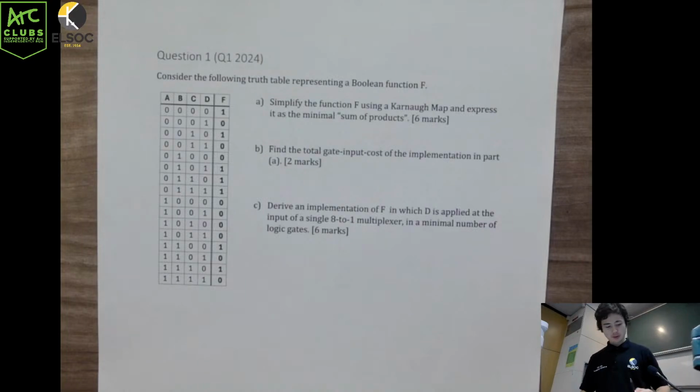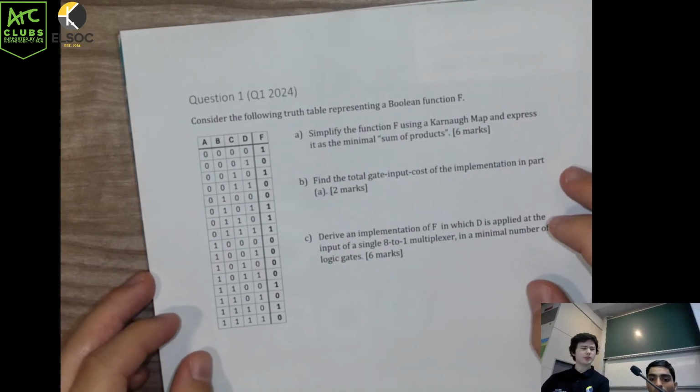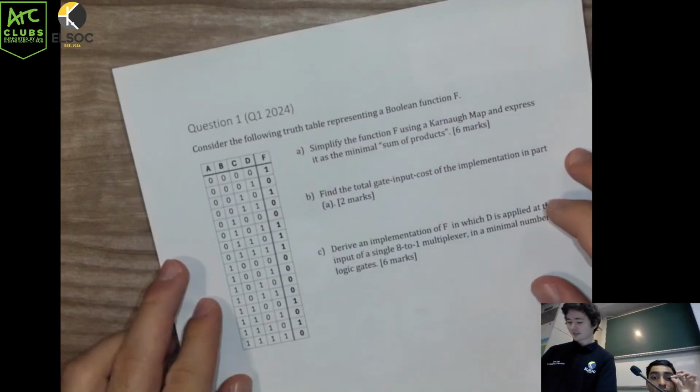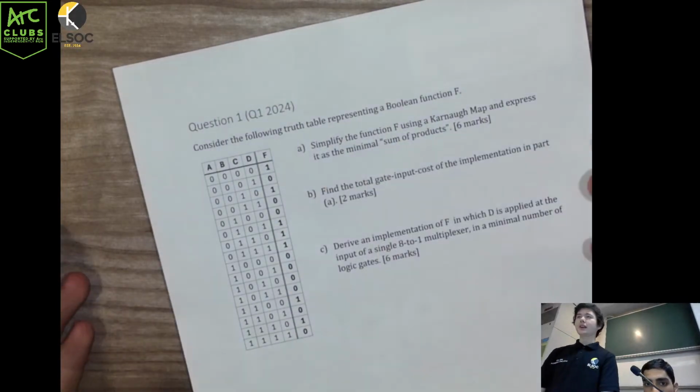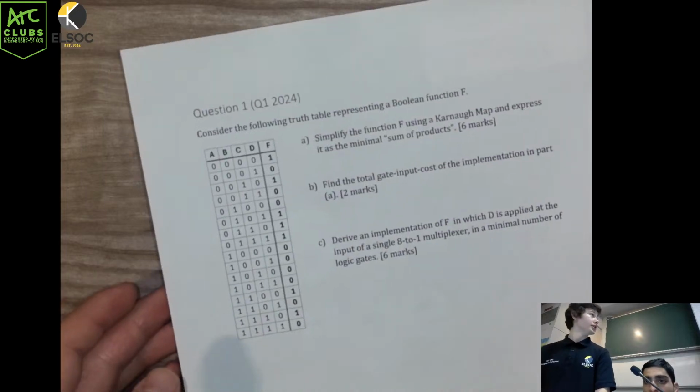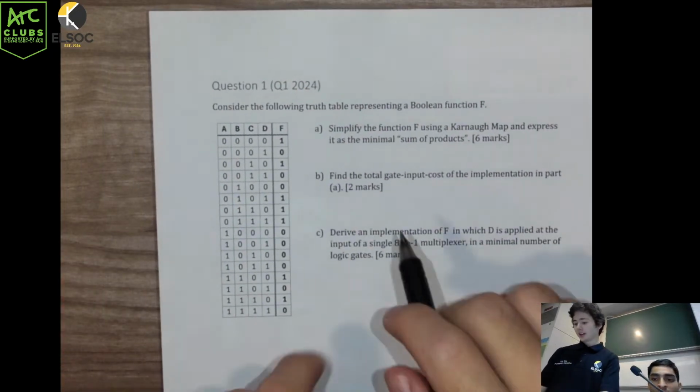Let's do this. Okay, so let's begin with question 1. So this is question 1 of the 2024 paper. Okay, so we're given a table of values. So a truth table right there.